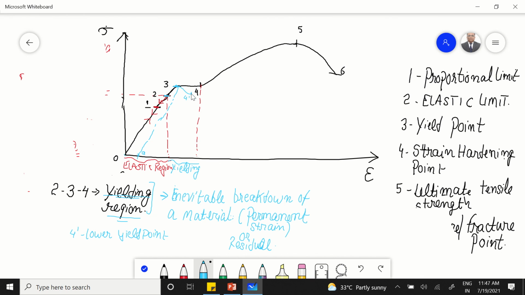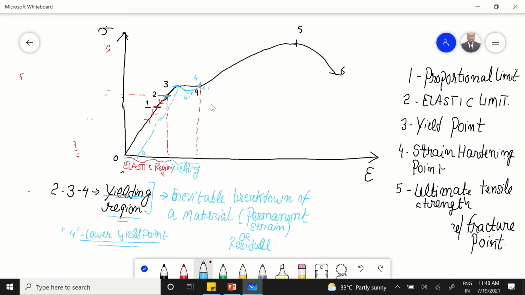Now as soon as it reaches point 4 dash, let us represent it this way. Let us say this point is 4 dash, or we call this point 4. This reduction in load is so small that it can almost be assumed to be a straight line. For most materials you can study the behavior this way, and you call point 4 dash the lower yield point. But since we are talking about a steel material, the decrease in load is very small, so it can be neglected and we can almost assume it as a straight line. So it reaches point number 4.